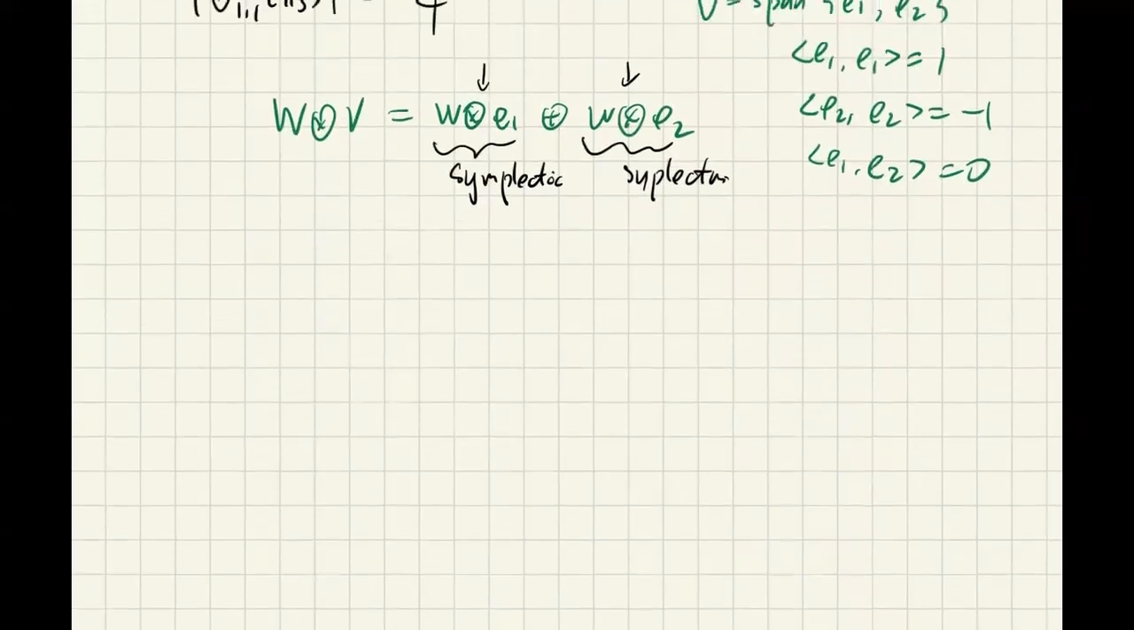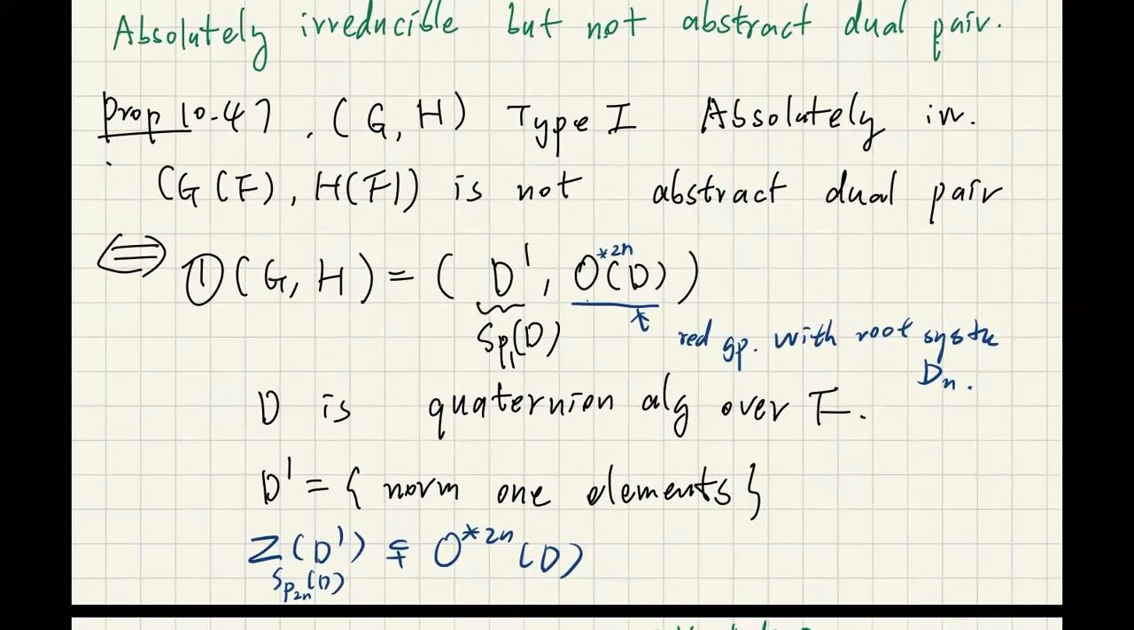Sorry, Prof, what is O star 2n? It is a quaternionic orthogonal group over D. You consider the space V, which is D to the n, and put a skew Hermitian form on V. Then you take the isometry group of this Hermitian form, and you will get O star 2n.